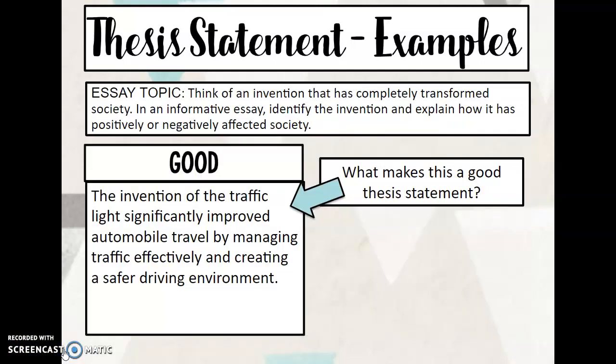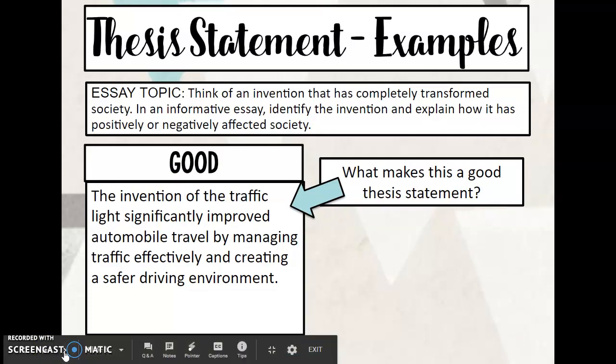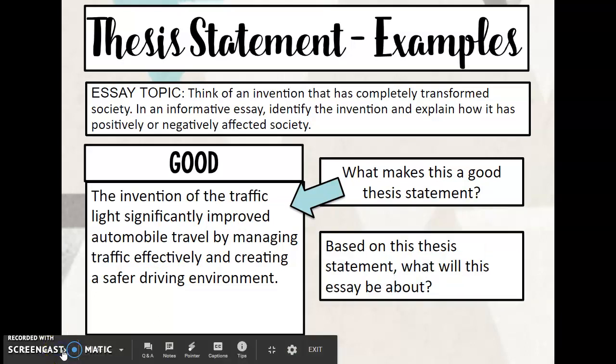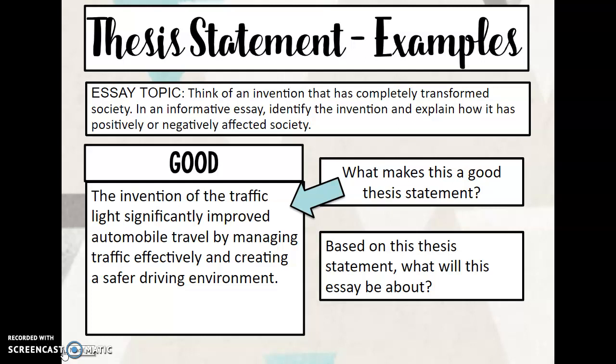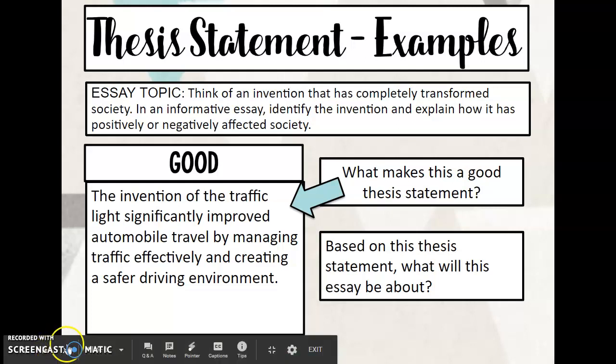Here's a better example. The invention of the traffic light significantly improved automobile travel by managing traffic effectively and creating a safer driving environment. And so you'll see that instead of just saying good, we've said that it significantly improved and given us the reasons why it has significantly improved. And now we know exactly what we're going to read about. You know that you're going to read an essay that talks about automobile traffic being better, that it's managed more effectively, and that it's safer.